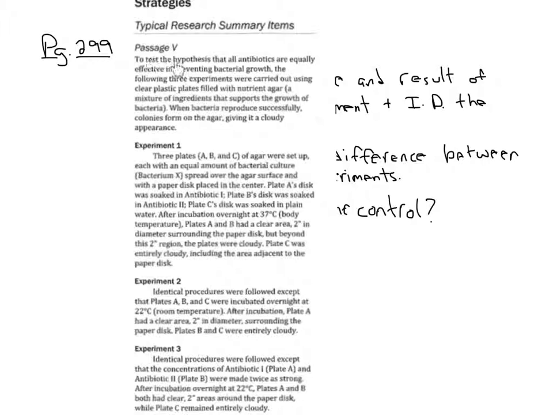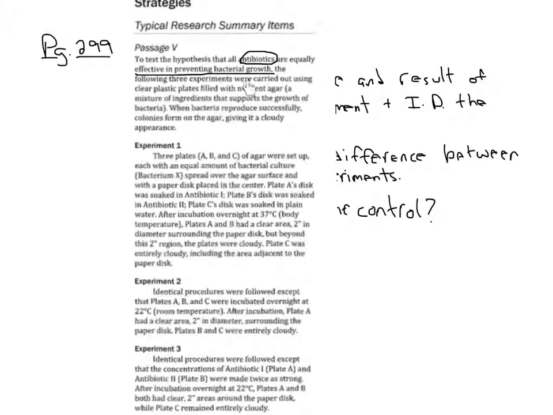So to test the hypothesis that all antibiotics, I'm going to circle this because this word is important. It's what the experiment is about. Are equally effective in preventing bacterial growth. So this is the hypothesis. We know that the antibiotics are going to be tested to see how effective they are in preventing bacterial growth.